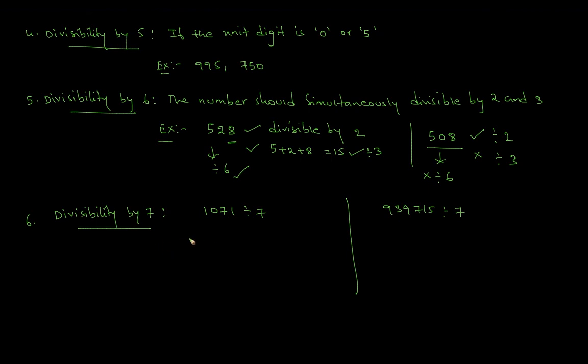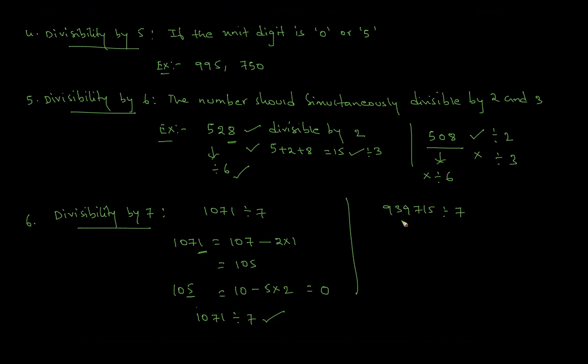The first method: this number I can write this way, 107. The last digit you need to double and subtract from the remaining number. So what is the number? 105. You can do one more step. If you know that this number is in the table of 7, then that's okay, it is divisible by 7. Suppose you still don't know the tables, so for 105, what we need to do: 10 minus 5 into 2. The unit digit you need to double and subtract from the remaining number. So 0. When you get 0, definitely it is divisible. So 1071 is divisible by 7. This is the first method.